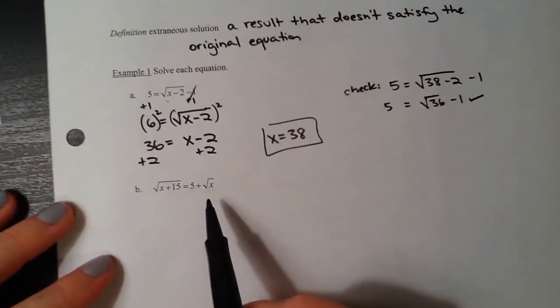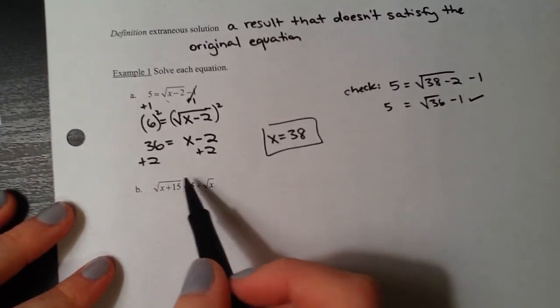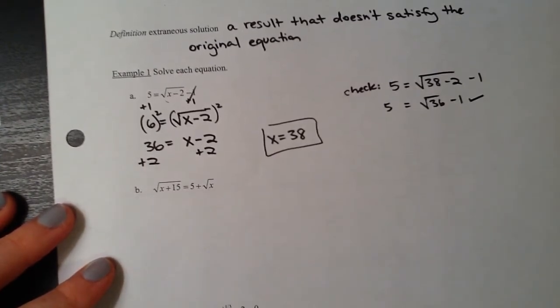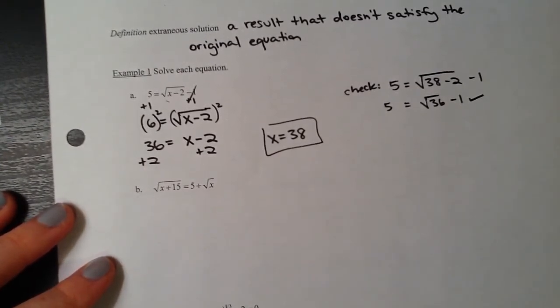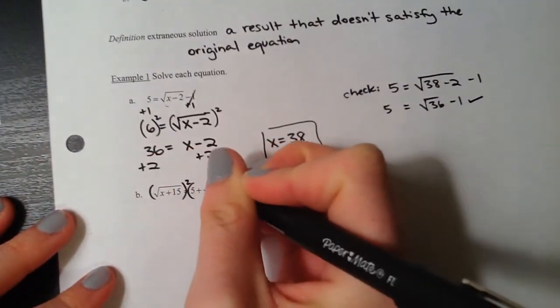Okay, so step 1, isolate the radical on one side. Now there are 2 radicals, but this is like the main radical, the bigger one, the one that has more stuff underneath it. So that's the one you want to isolate. Step 2, raise each side to the power of the index. So raise each side to the second power. So we're doing that right now.